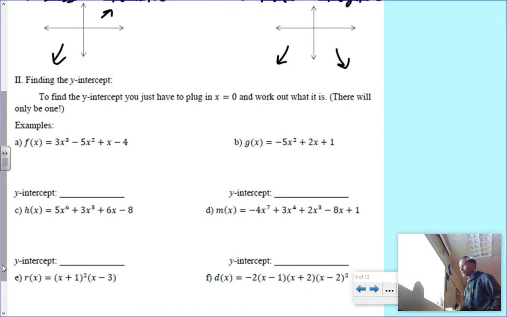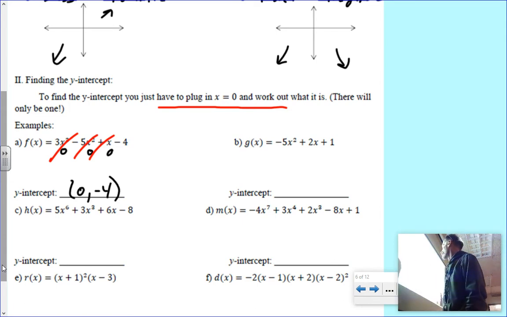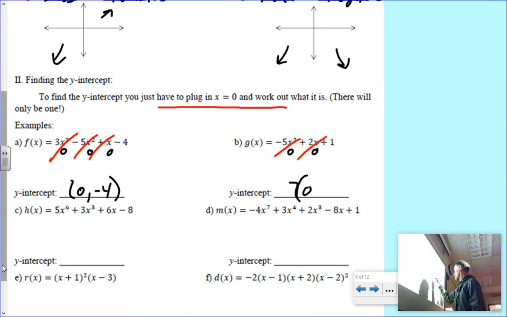Okay, next piece, this goes really fast: the y-intercept. This is the easiest one of them all, I think. For the y-intercept, all we have to do is plug in 0 and work out what it is. Literally plug in 0 for all the x's, because if you plug in 0, those terms all just go away. So if I plug in 0 here, and here, and here, those 3 terms are not there. So the y-intercept is what's left over, (0, -4). Same kind of deal on the next example: 0 here, 0 here, goes away. The y-intercept is (0, 1). And we do want to write that as a point.